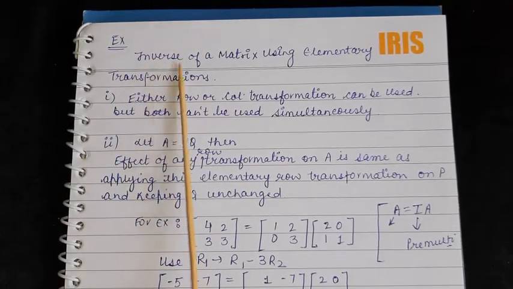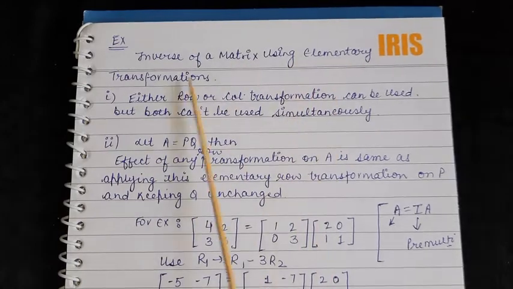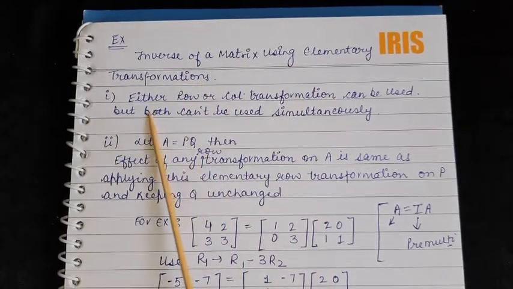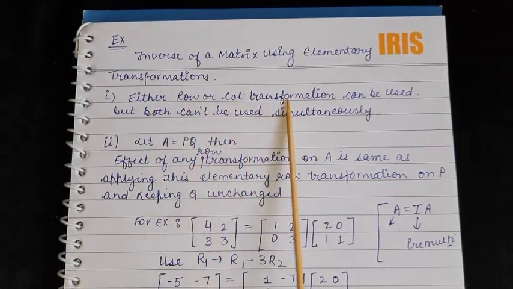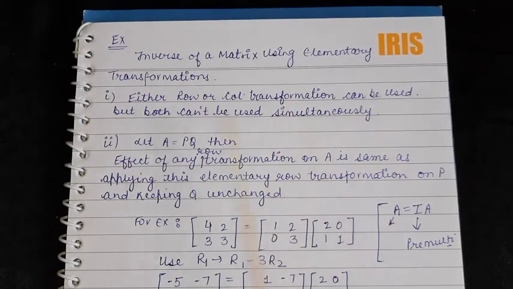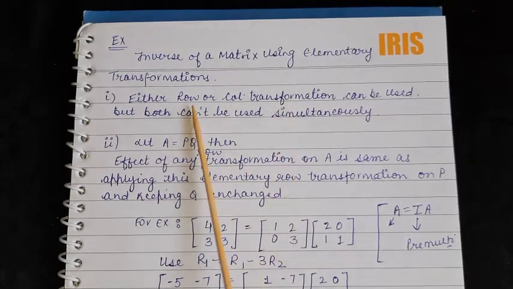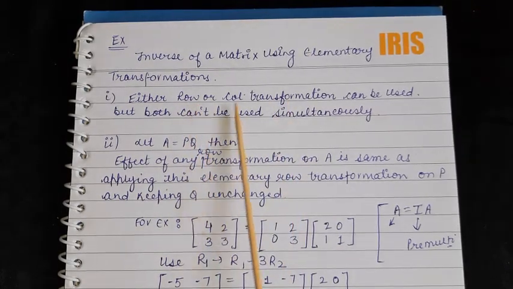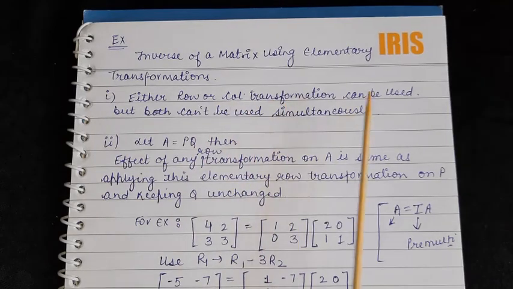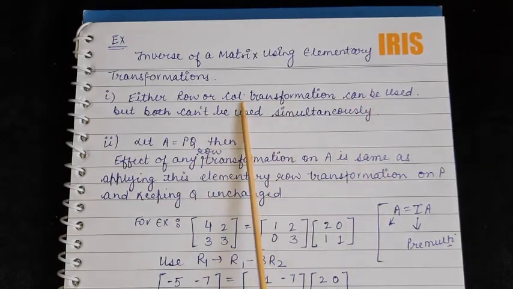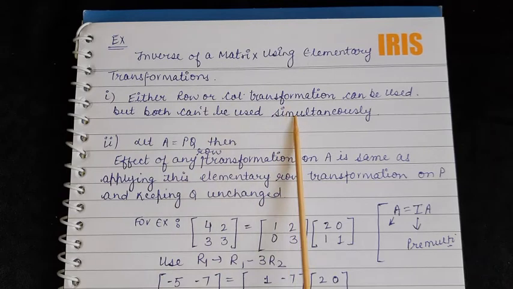So here, inverse of a matrix using elementary transformations. First, either row or column transformation can be used, but both cannot be used together. If you are going for row transformations, you can apply row transformations only, and if you are going for column transformations, you can apply column transformations only, but both cannot be used together.